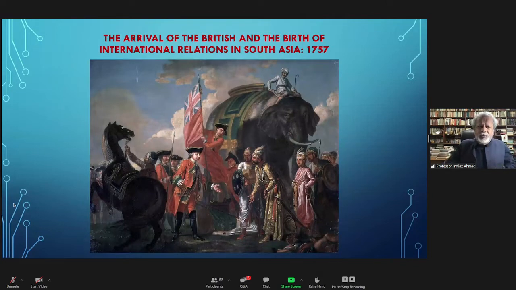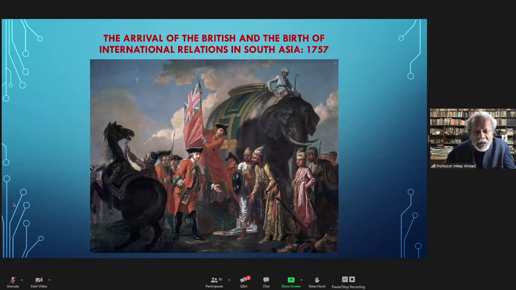Now, the arrival of the British and the birth of IR in South Asia. When people talk about international relations, there are X number of books. They probably would refer to 1919. And we have a course in our department also, IR since 1919, the Treaty of Versailles. But for South Asians, international relations starts from 1757 when the British colonized Bengal. That's the starting point of IR or geopolitics in Bangladesh or Bengal.